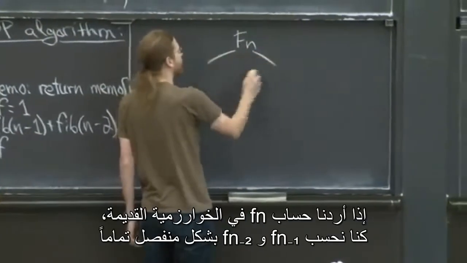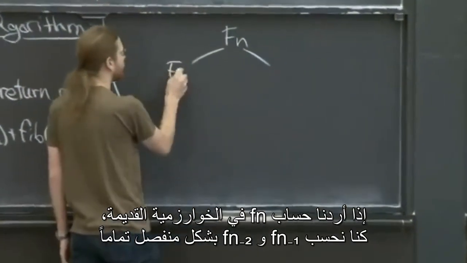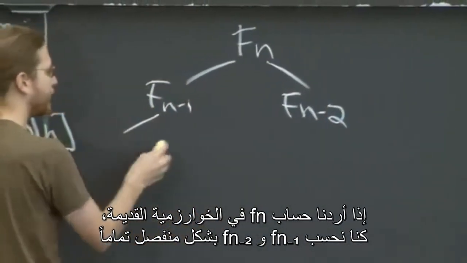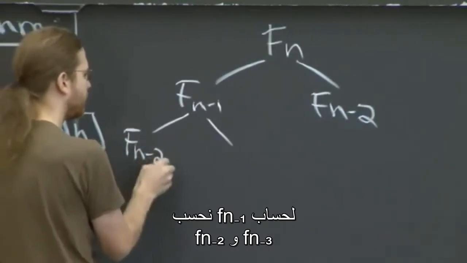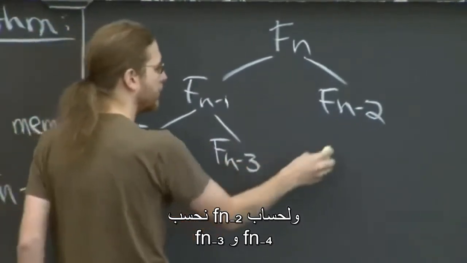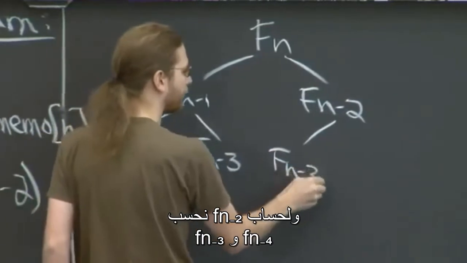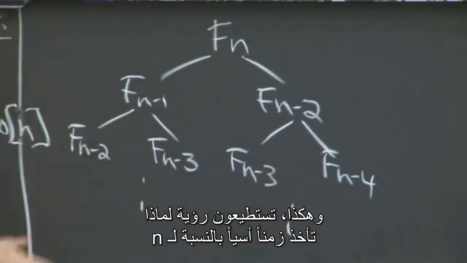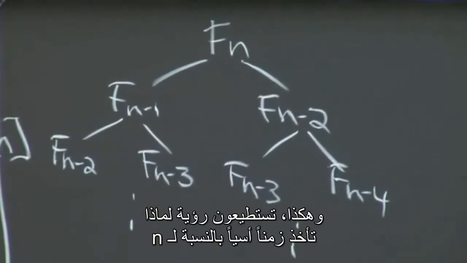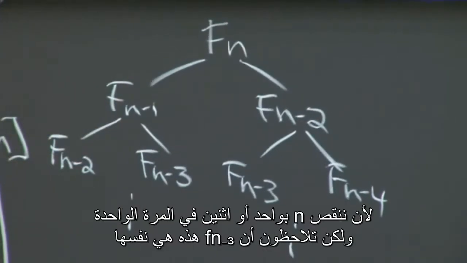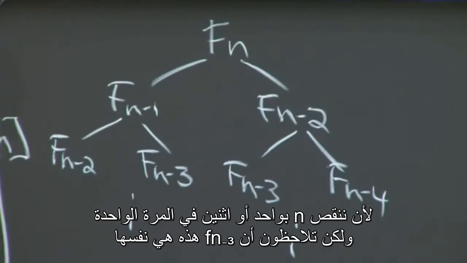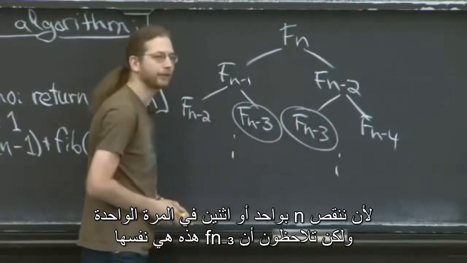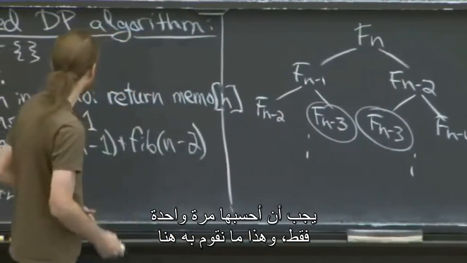So if you want to compute fn, in the old algorithm, we compute fn minus 1 and fn minus 2 completely separately. To compute fn minus 1, we compute fn minus 2 and fn minus 3. To compute fn minus 2, we compute fn minus 3 and fn minus 4, and so on. And you can sort of see why that's exponential in n, because we're only decrementing n by 1 or 2 each time. But then you observe, hey, these fn minus 3s are the same. I should really only have to compute them once. And that's what we're doing here.